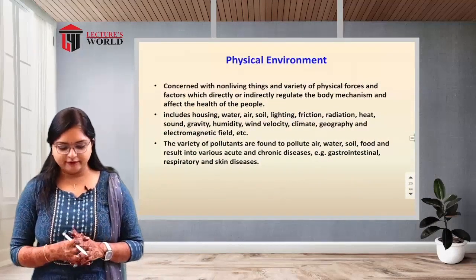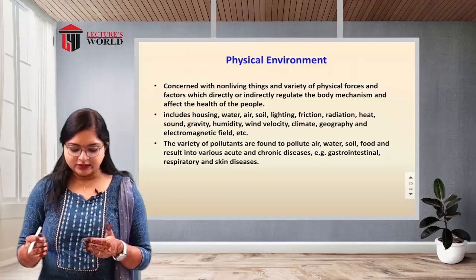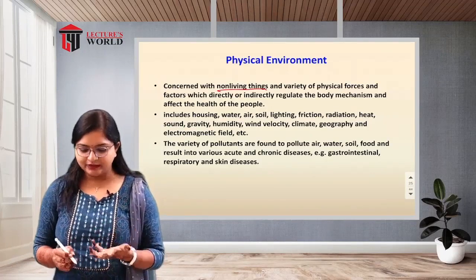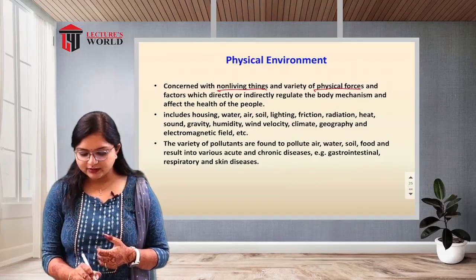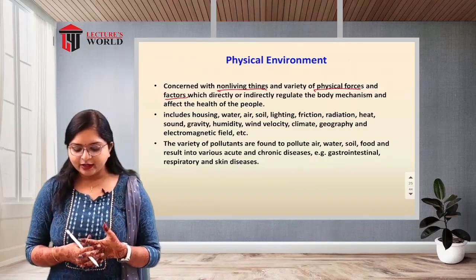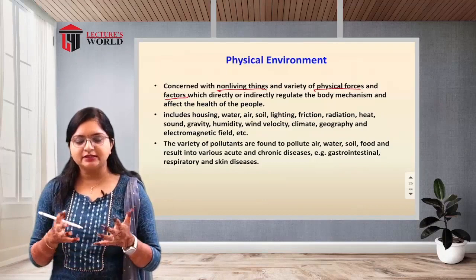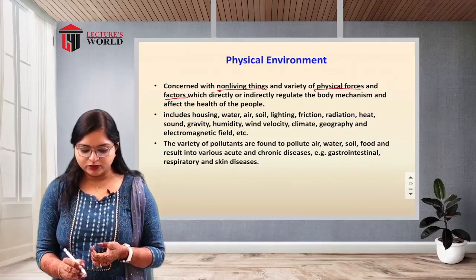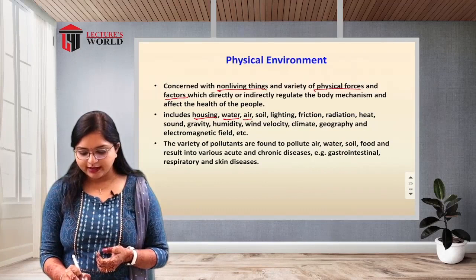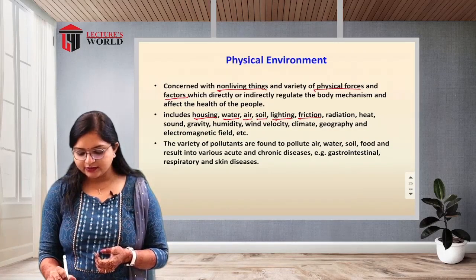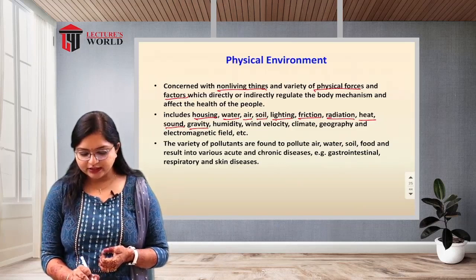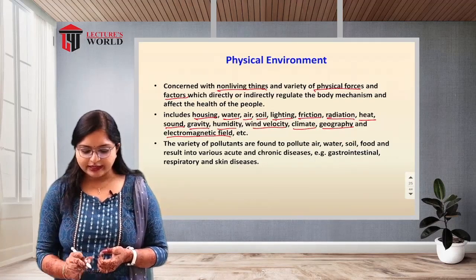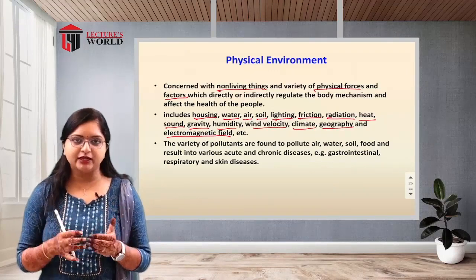The first one is physical environment. The name itself suggests it is physical. So basically this physical environment is concerned with the non-living things, and a variety of physical forces and factors which directly or indirectly regulate the body mechanism and affect the health of the people. It includes housing, water, air, soil, lighting, friction, radiation, heat, sound, gravity, humidity, wind velocity, climate, geography, electromagnetic field, etc. So these are the factors which can be included in the physical environment.